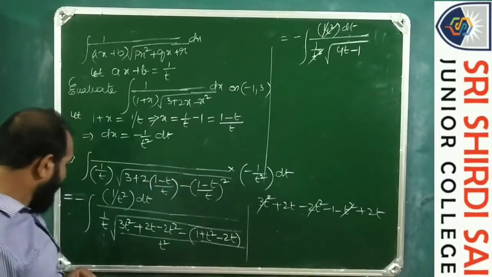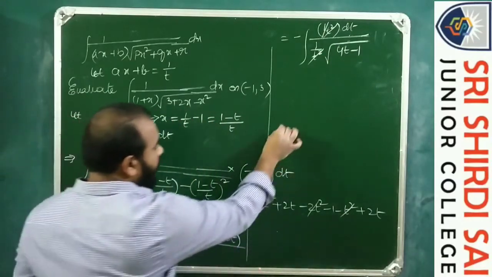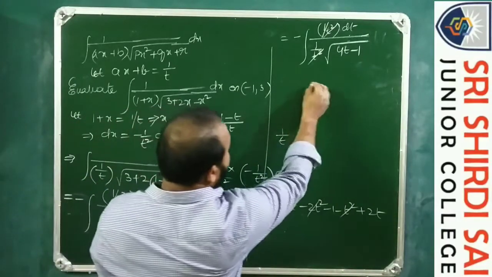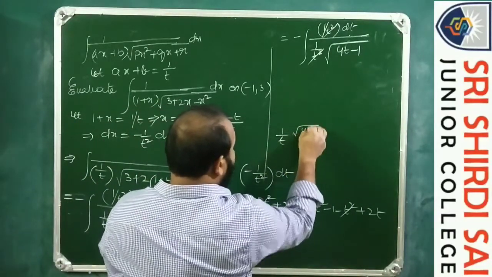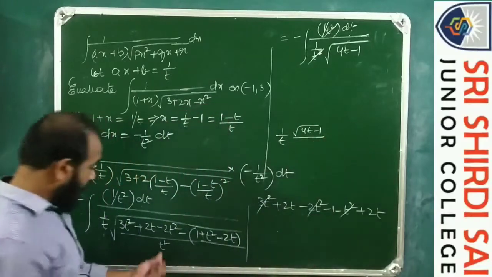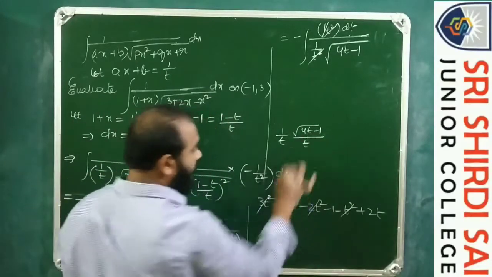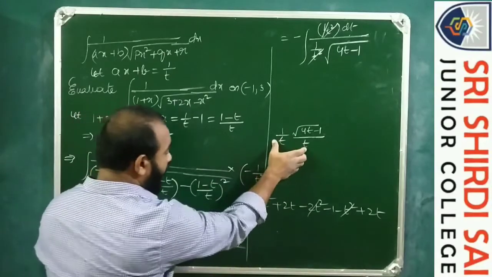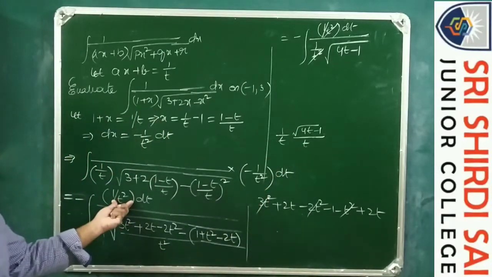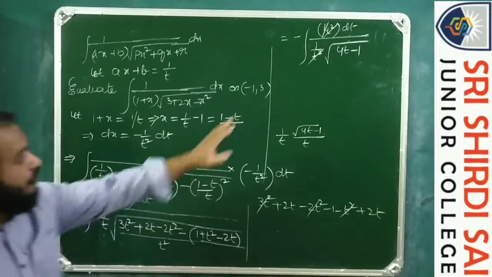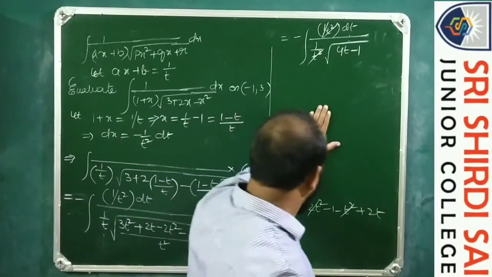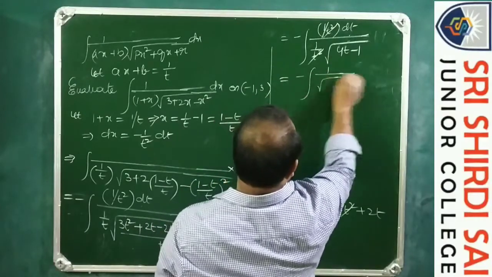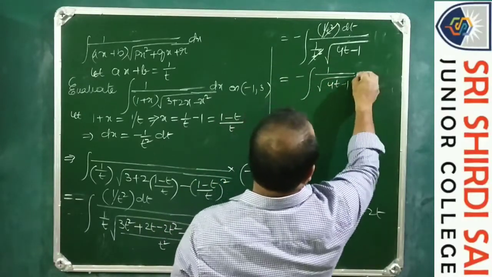Again I am telling you, 1 by t is outside. So on simplification we get root of (4t minus 1) by root t square, which is t. The root of t square gets cancelled, t into t is t square, and this t square and the numerator t square get cancelled. So we are left with this. So this is equal to minus integral of 1 by root of (4t minus 1) dt.